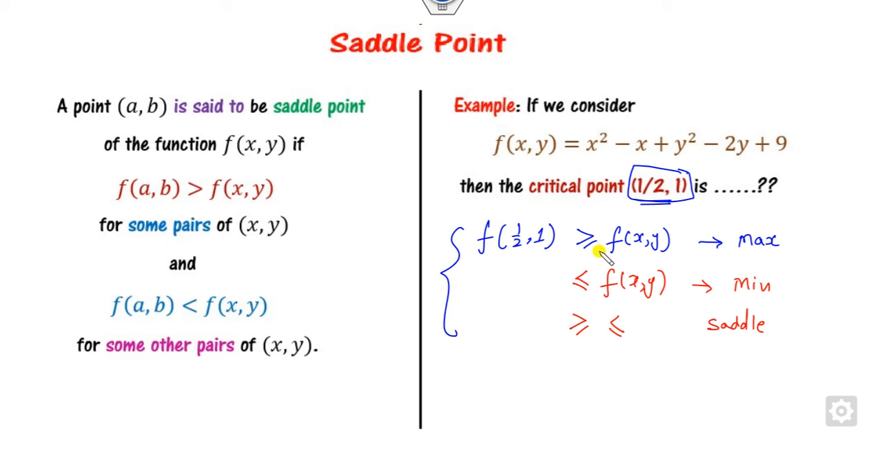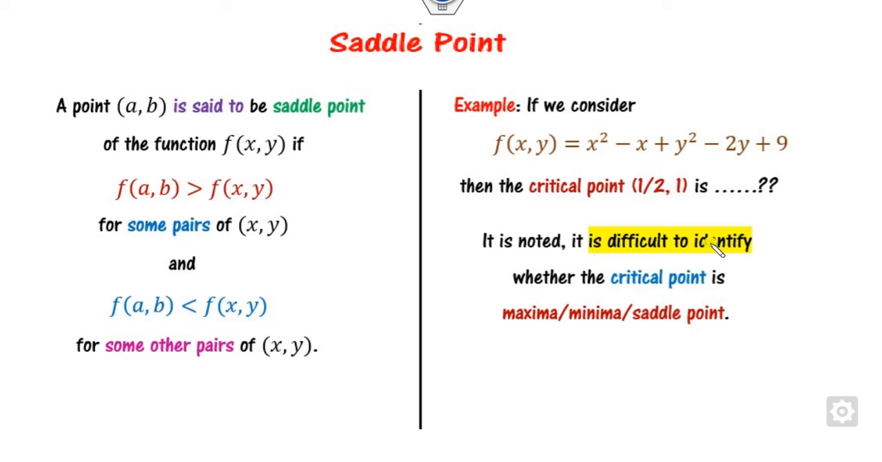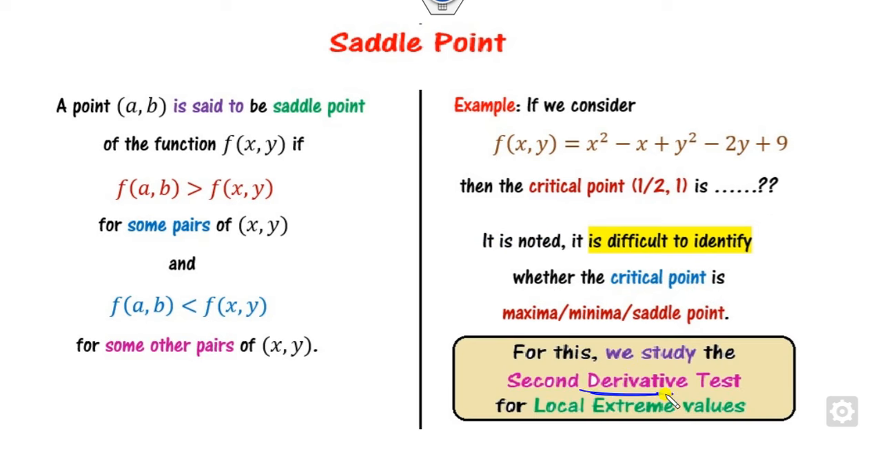So how can you prove that? In order to derive this, it is difficult to identify whether this point is a maxima, minima or a saddle point. To handle this, we will need the second derivative test. So remember, the second derivative test is used only to check whether the point is maxima, minima or a saddle point. However, how can you find this critical point?